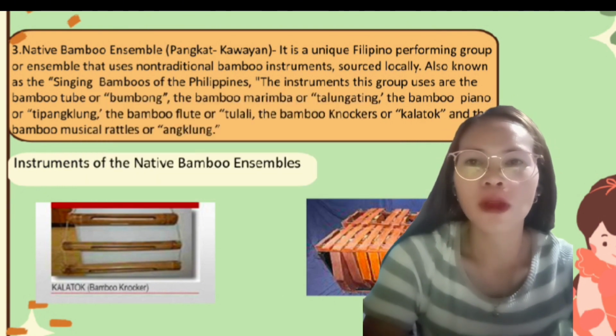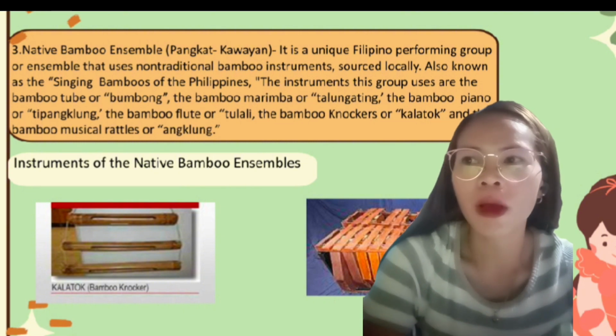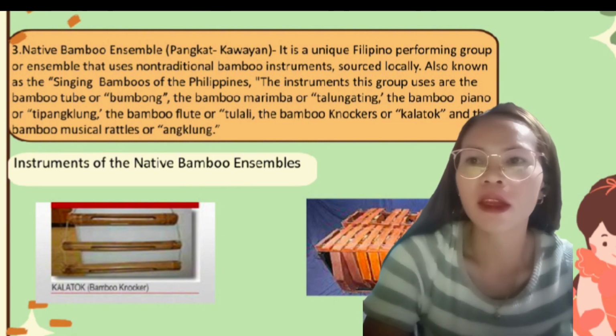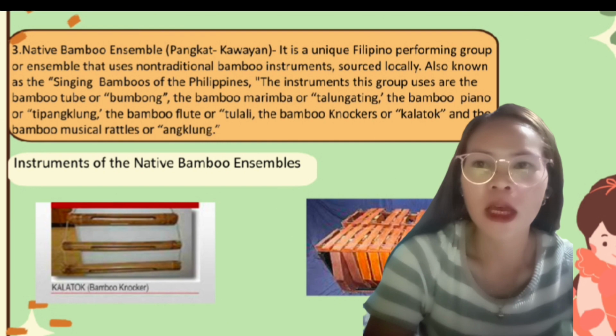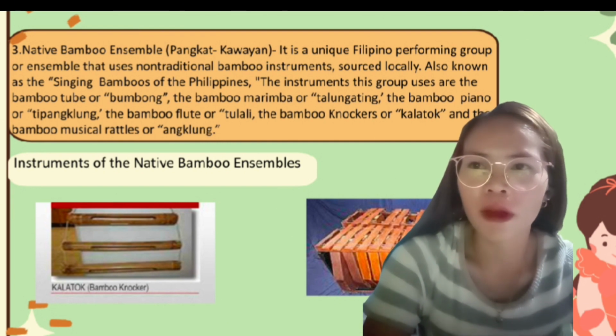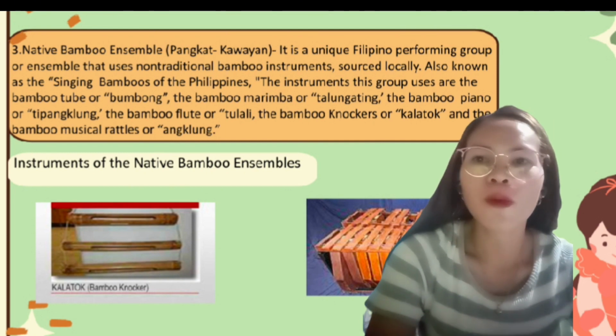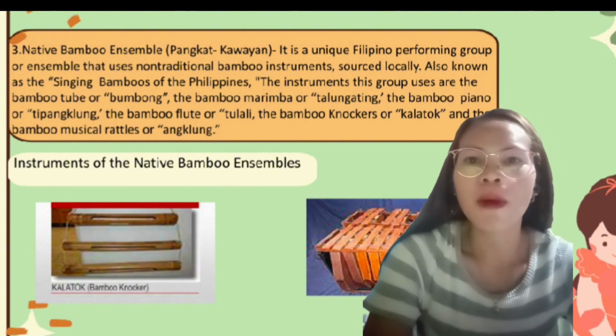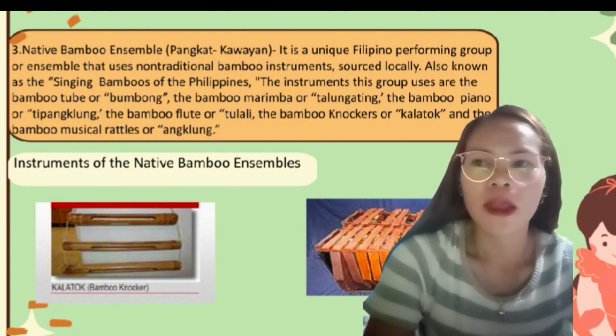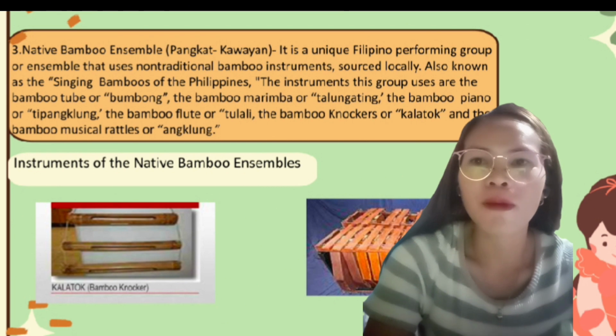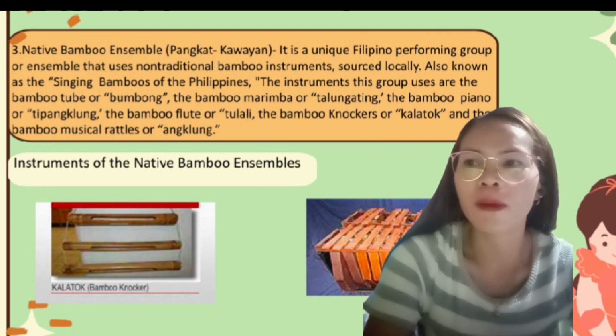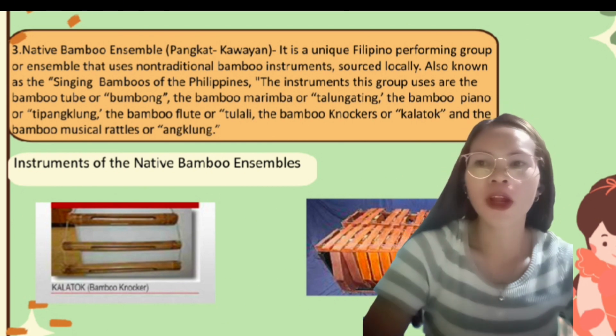It is a unique Filipino performing group or ensemble that uses non-traditional bamboo instruments sourced locally, also known as the singing bamboos of the Philippines. The instruments this group uses are the bamboo tube or bumbong, the bamboo marimba or talonggating, the bamboo piano or tipangklong, the bamboo flute or tulali, the bamboo knockers or kalatok, and the bamboo musical rattles or angklong.